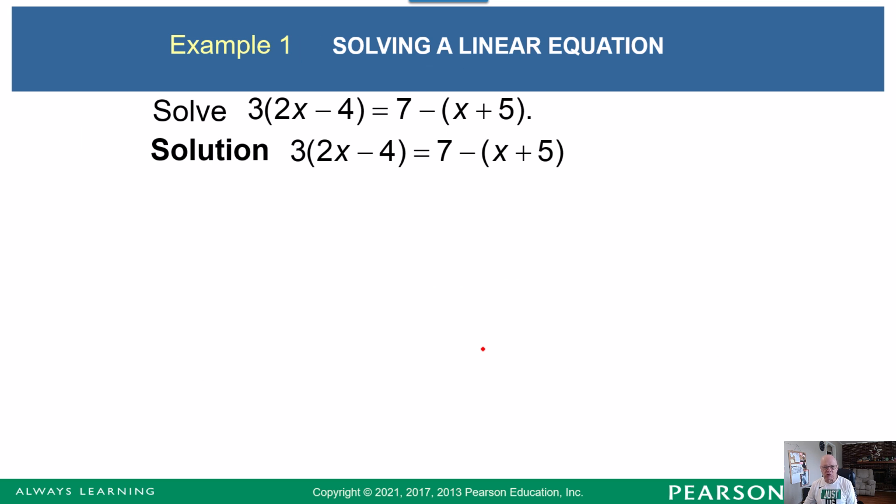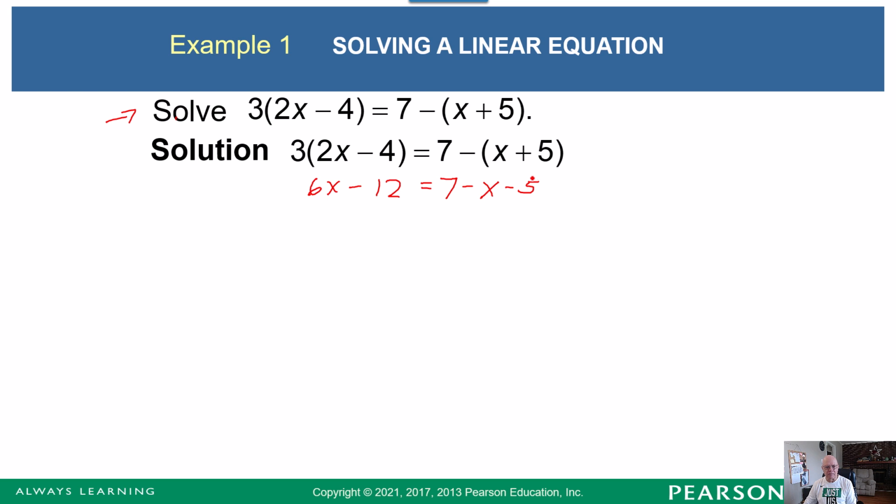Next, let's try solving one. So here's an equation for us to play with. First thing we do is we copy it nicely. And then the first thing that comes up is we need to do some multiplication or simplification. So we'll multiply 3 times the 2x, that's 6x. 3 times the -4, that's a -12. And on the other side, 7 is just 7. And the minus in front of the parentheses means we're going to change the sign of everything inside. So this positive x becomes a -x, and the positive 5 becomes a -5.